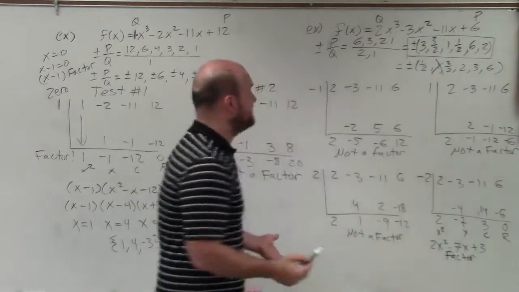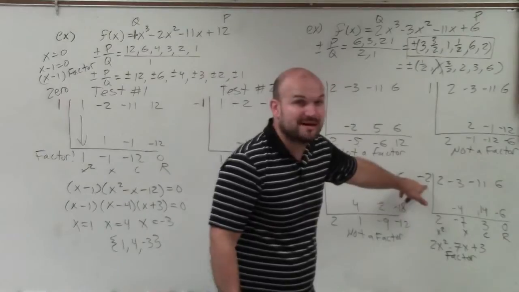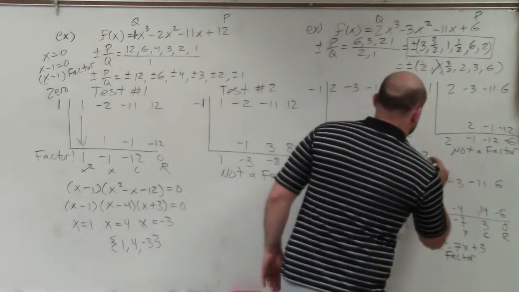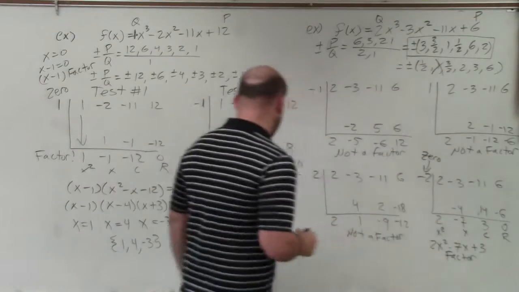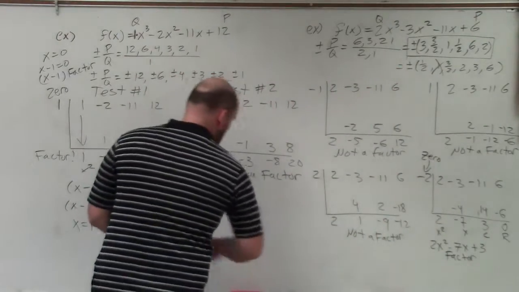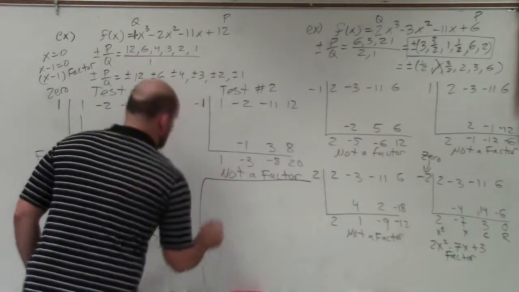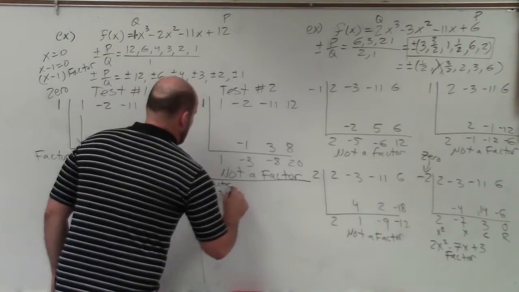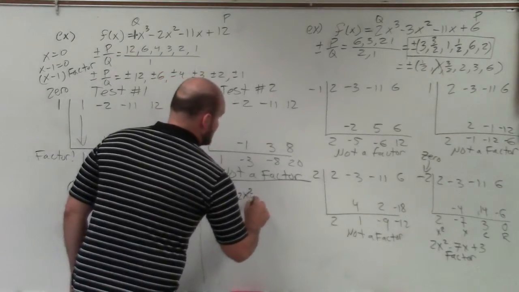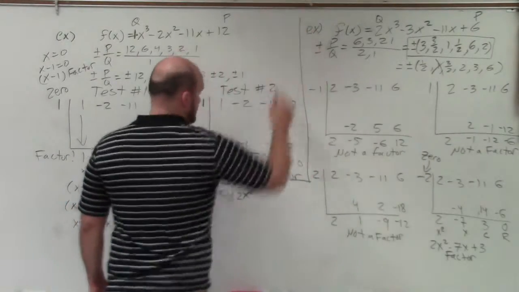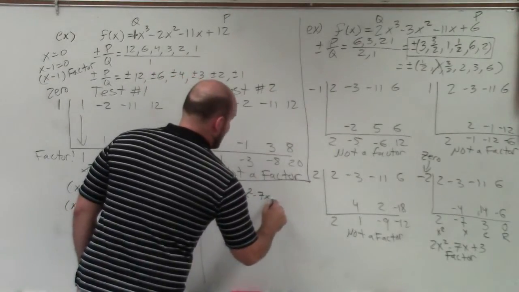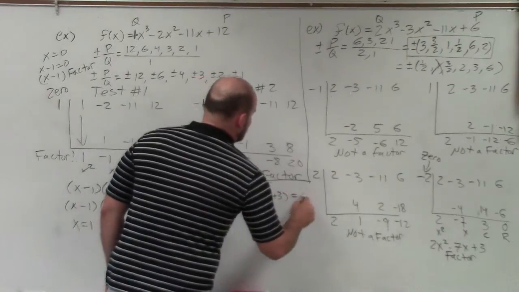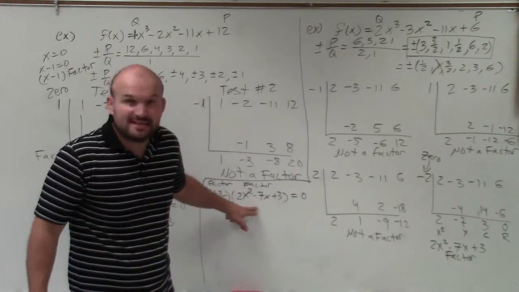Now, to save a little space here, I know that x plus 2 is a factor. And then we have our other factor, 2x squared minus 7x plus 3, and that's set equal to 0. So now we see, can we factor this?